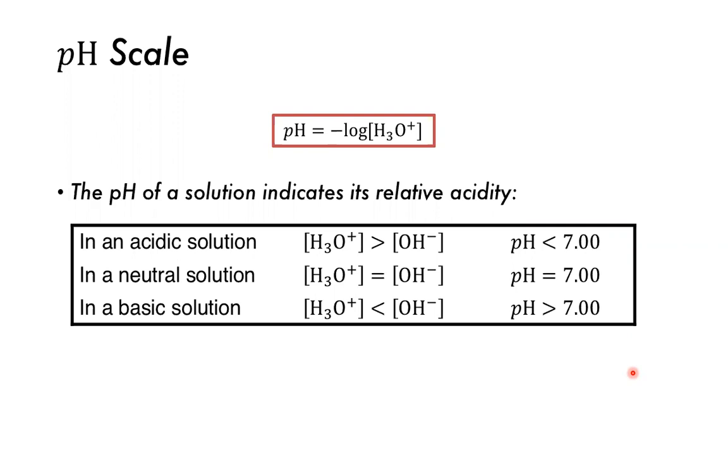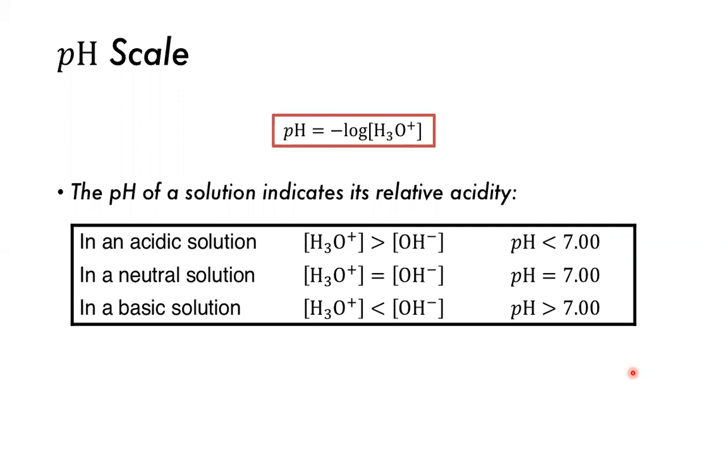Also, if it's done in pure water, we are also able to find it if we know the concentration of OH-, because Kw is equal to the concentration of H3O+ times the concentration of OH-. Since we know Kw is always 1.0 times 10 to the minus 14 at 25 degrees Celsius and in pure water, then we can interconvert.